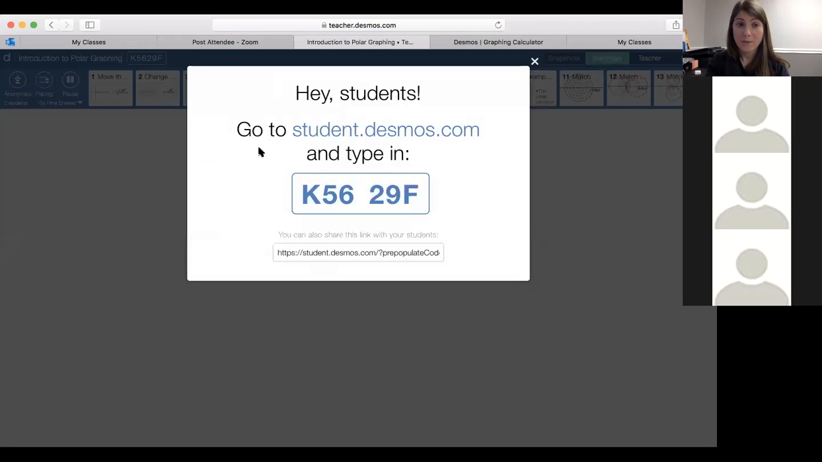This is Match My Polar, or Introduction to Polar Graphing, instead of Match My Points. So this one is K5629F. If you would just switch over, you can open a new browser tab and open that up. You should be able to keep your other one. And this particular one is going to go through those.